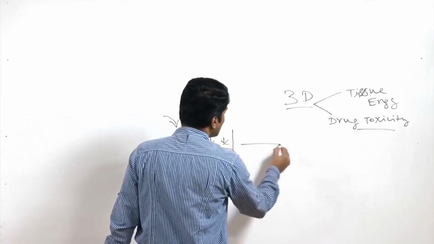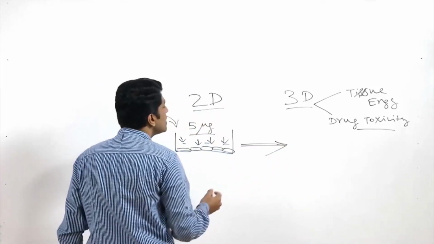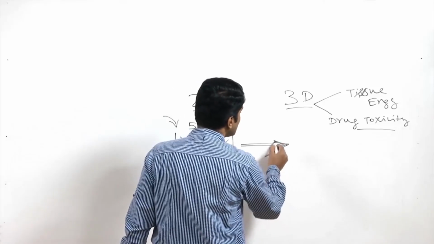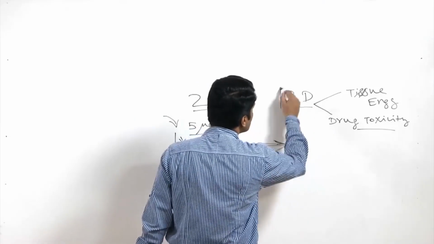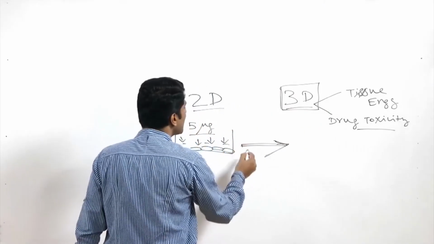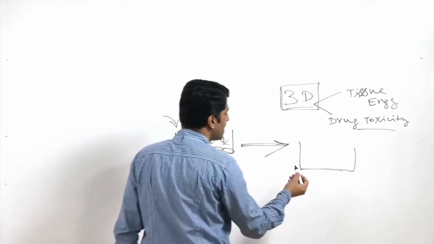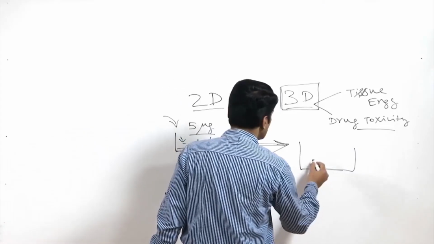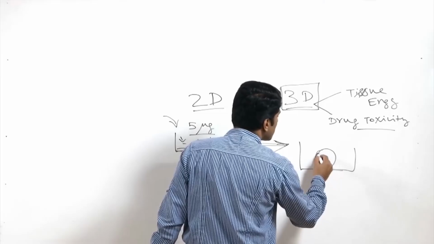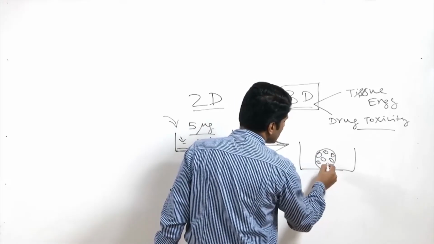But when you translate this research to your animal model, it won't be successful. So the reason is, inside your body all the organs are 3-dimensional. Okay. So if you make a 3-dimensional scaffold that can closely mimic your body condition or in vivo conditions, we can do the drug toxicity as well as various other applications.